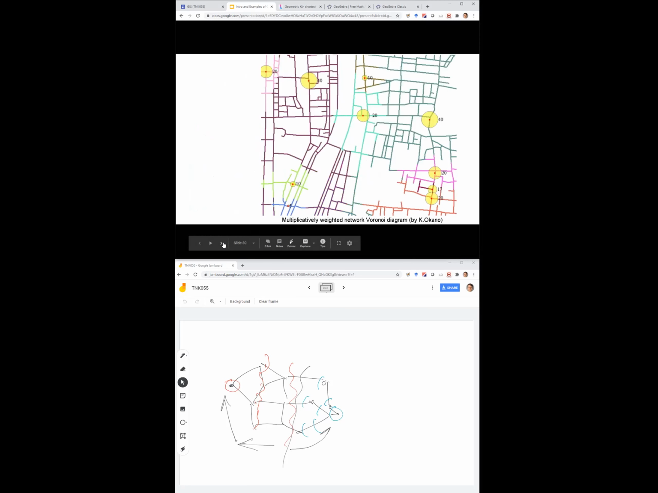And here is a multiplicatively weighted Voronoi diagram. Again, some sites with some weights, and they change the way the city is decomposed into these Voronoi cells, into the service areas.